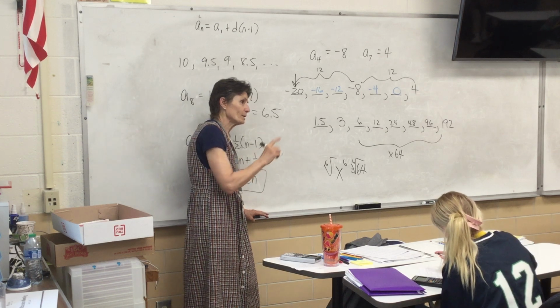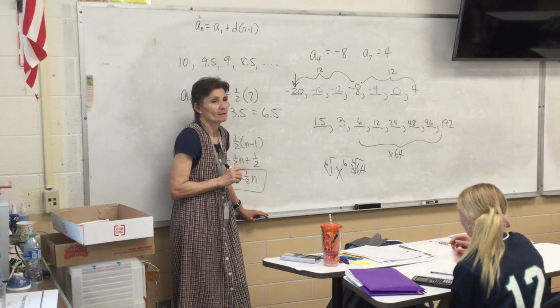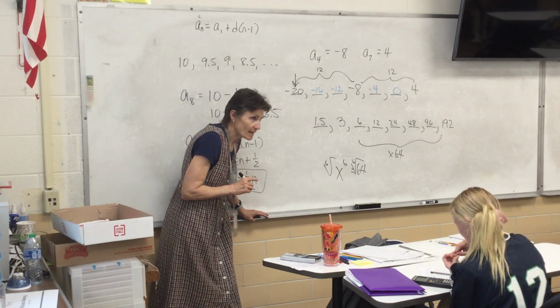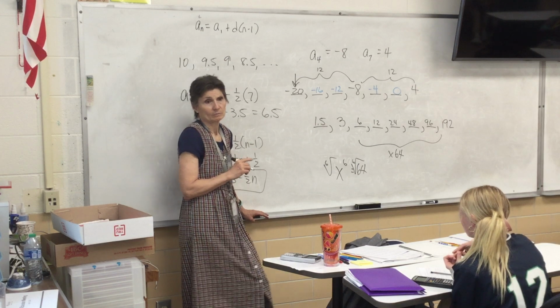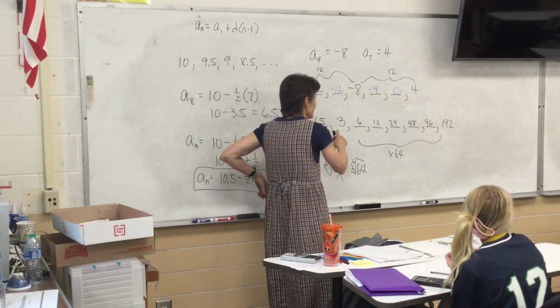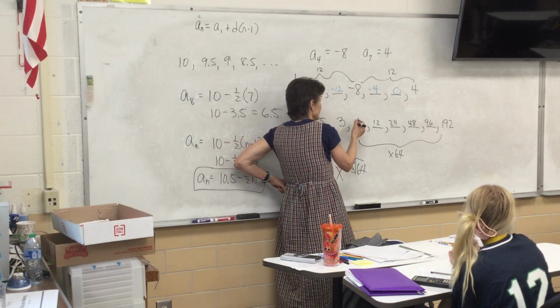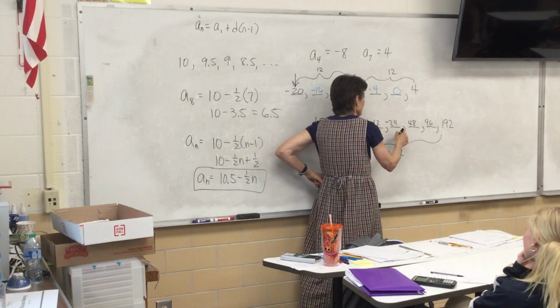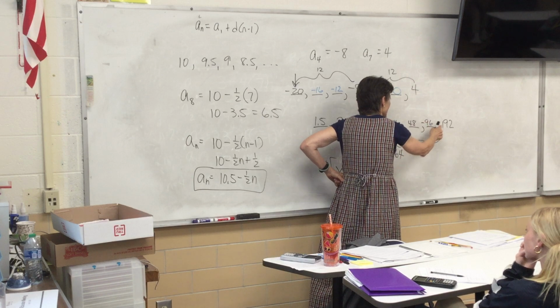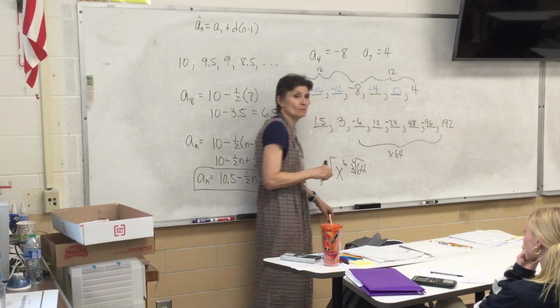Now I'm going to throw a little kink in here. What if, instead of timesing by 2, I multiplied by negative 2? If I multiplied by negative 2, I get negative 6, positive 12, negative 24, positive 48, negative 96. Uh-oh, would negative 2 work?